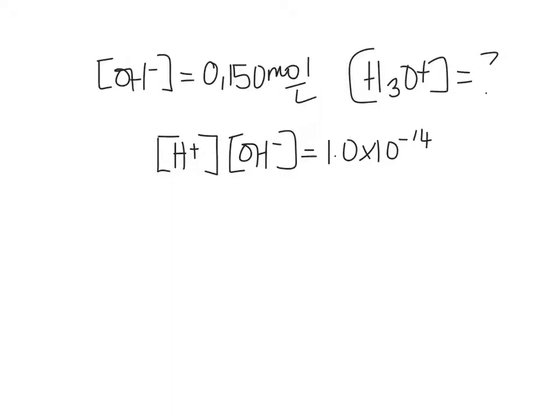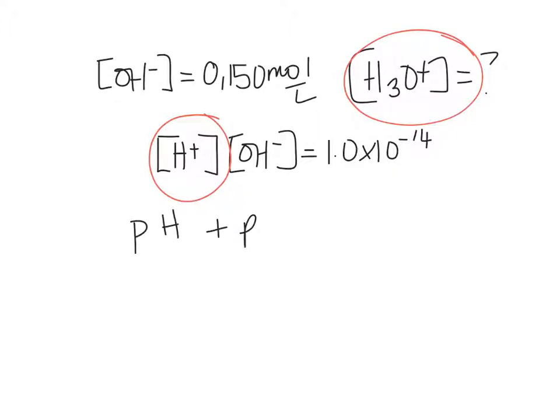We know this because of the autoionization of water. H plus and H3O plus mean the same thing. So if you know one of these, you can find the other by simple math. If you take the log of these, you will have pH plus pOH equals 14.